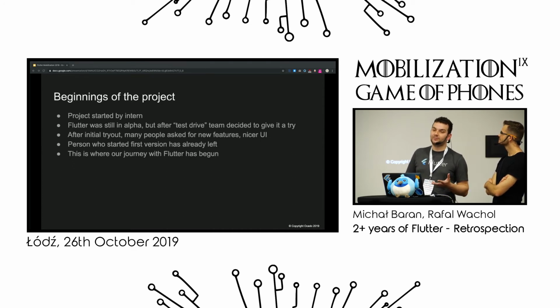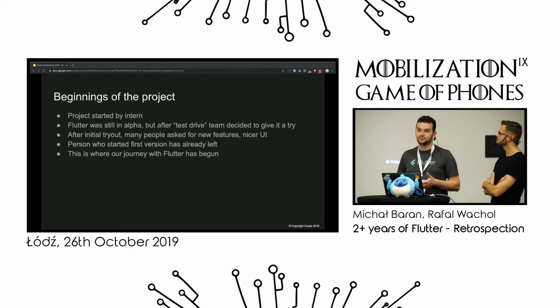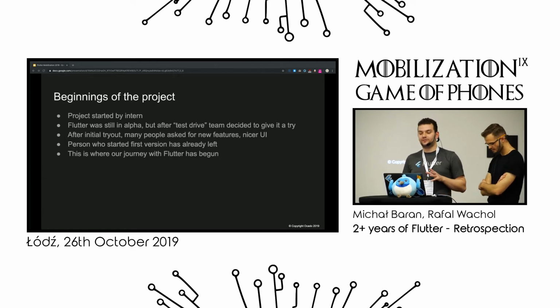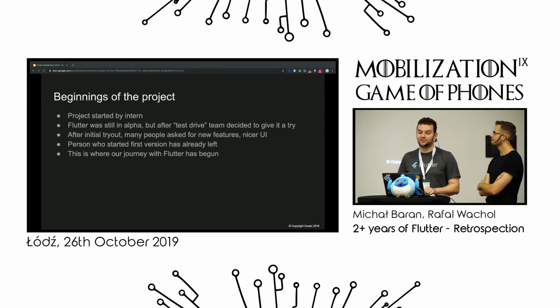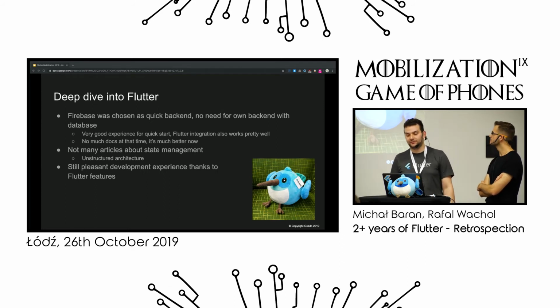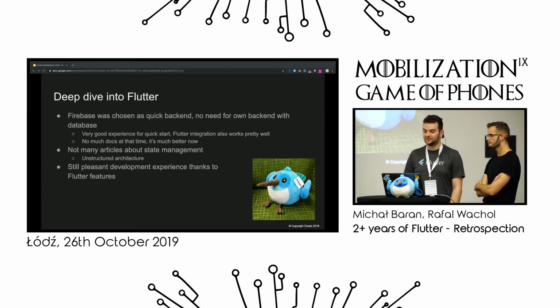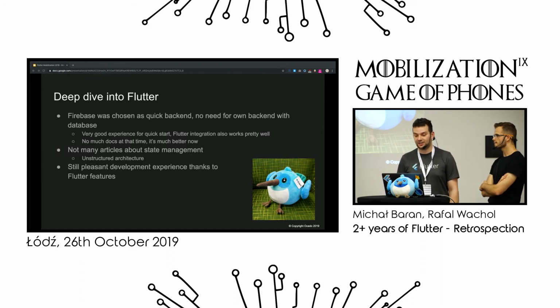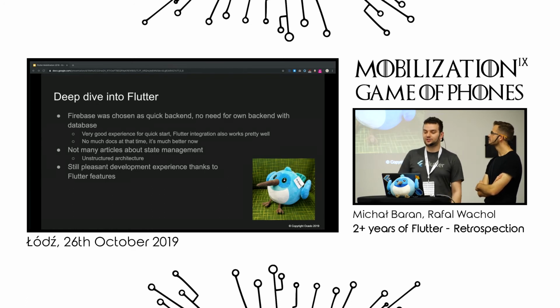Okay, so let's jump to the project that we have been developing for a long time. It was started by an intern when Flutter was still in the alpha state. After the initial tryout, we decided to go with new features and a nicer UI. By the time the person who started that had already finished his internship, and that's where our Flutter journey began. After the project gained some traction, we decided to prototype the new app in Flutter using Firebase as a quick backend. It's important to note that at that time Flutter was still new and there weren't many articles or good practices about state management, which led us to an unstructured architecture. It's still worth noting that developing the project was still a pleasant experience thanks to Flutter features.